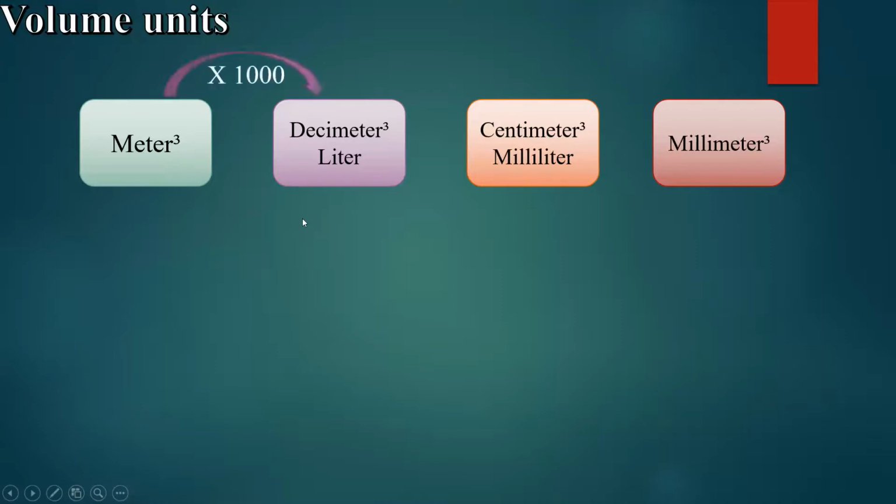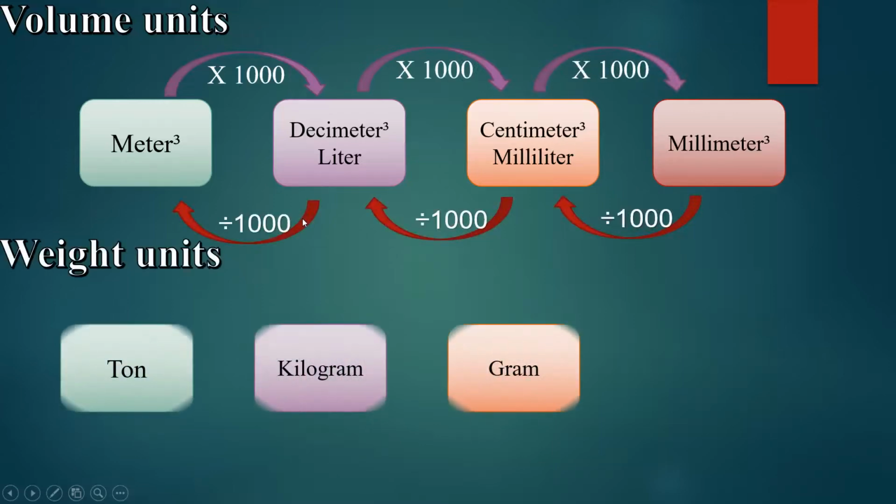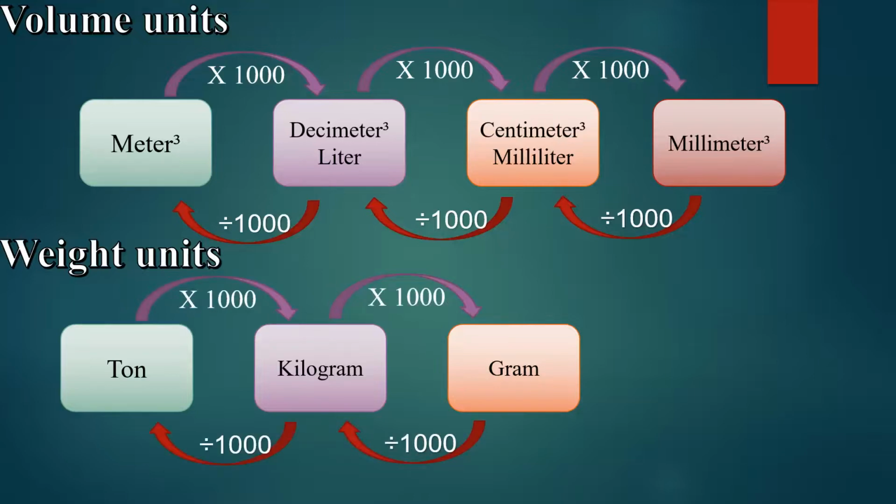It will be times 1000, times 1000, times 1000. If I want to go backward, it will be divide. Okay. We have also weight units. Weight units: ton, kilogram, gram. And all of them are times 1000, times 1000, and divide for backward.